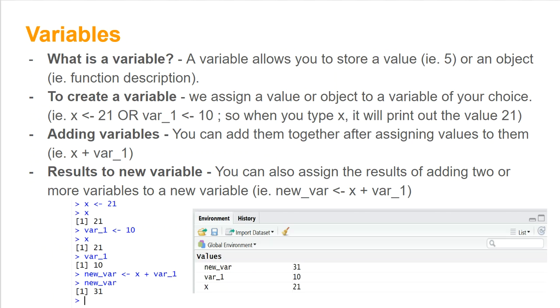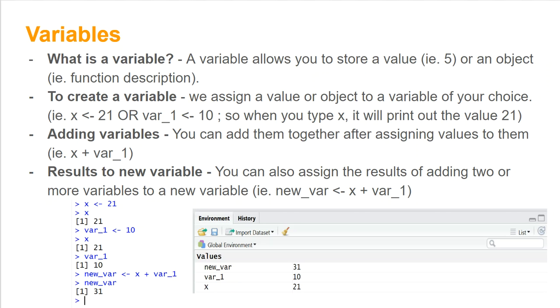Next up is variables. So what is a variable? A variable allows you to store a value such as 5 or an object. To elaborate, an object is a data structure having some attributes and methods which act on its attributes. A class is a blueprint for the object. To create a variable, we assign a value or object to a variable of your choice. For example, x equals 21 or var_1 equals 10. Do know that in R, equals is represented with the arrow.